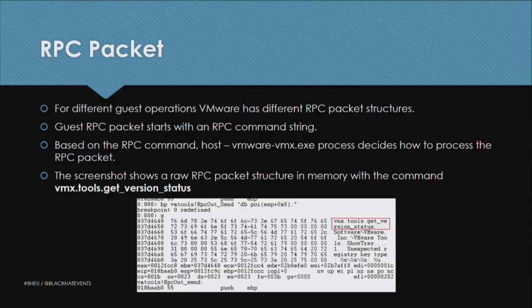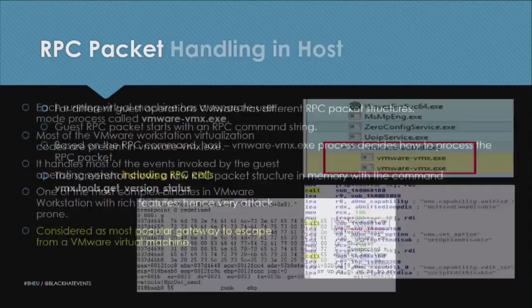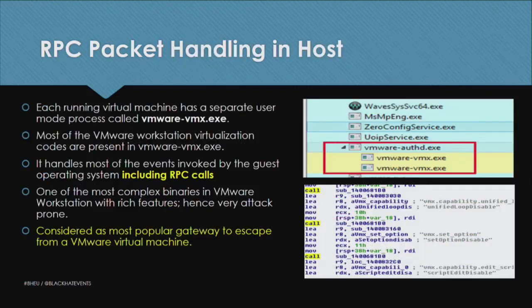So as you can see here, the process is actually sending the VMX tools get version command to the host from the guest. Now let's talk about RPC packet handling. We have come so far that the guest operating system has sent the RPC packet to the host operating system. Now what happens in the host operating system?